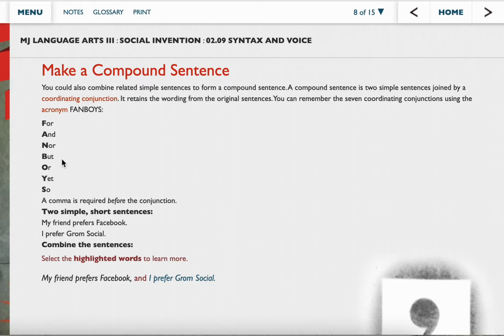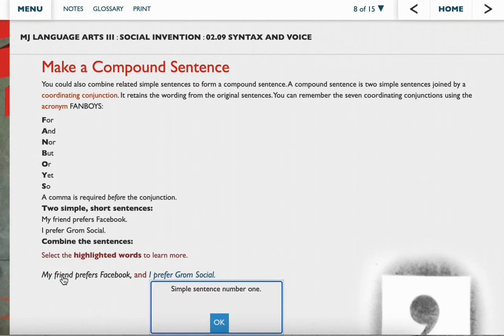Let's look at these 2 short sentences. My friend prefers Facebook. I prefer Grom Social. Let's combine these sentences. My friend prefers Facebook, comma, and I prefer Grom Social. My friend prefers Facebook is the simple sentence number 1. There's a comma after it, and is the conjunction, and I prefer Grom Social is the simple sentence number 2.